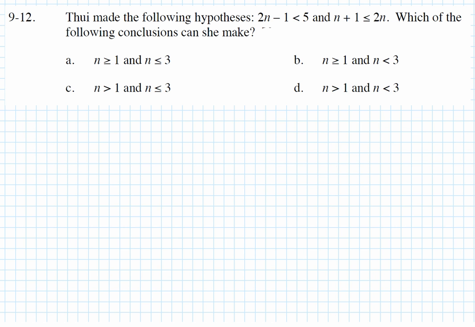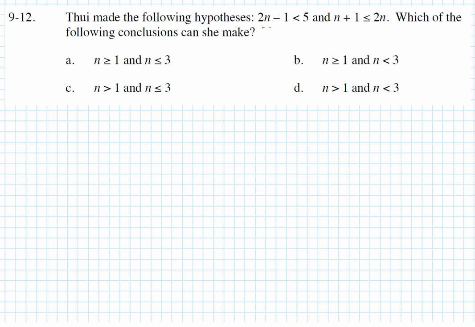Chapter 9, question 12. Tui made the following hypothesis. Apparently 2 times n minus 1 is less than 5, and n plus 1 is less than or equal to 2n. Which of the following conclusions can she make?